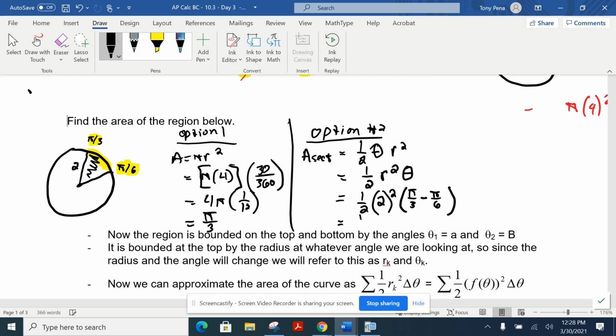What that should leave us with is 1/2 of 4. This would be 2 pi over 6 minus pi over 6 if we got common denominators. So 2 pi over 6 minus pi over 6 is pi over 6. So doesn't that then give us 2 pi over 6, which is also pi over 3? So we get the exact same answer doing it that way as well.